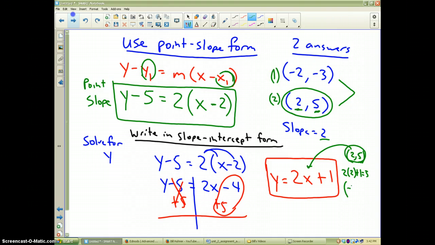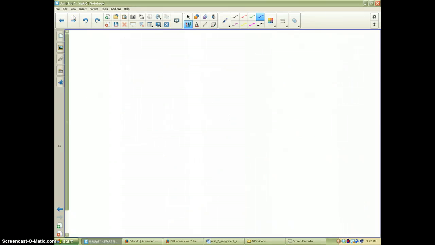I'm also going to try negative 2, negative 3. If I take negative 2 and plug it in there, we know that 2 times negative 2 is negative 4, plus 1 does equal negative 3. So if you notice, both points check off in the y equals 2x plus 1. Therefore, I know I have the right answer. That's how you use point-slope form to solve an equation. Now it's your turn.